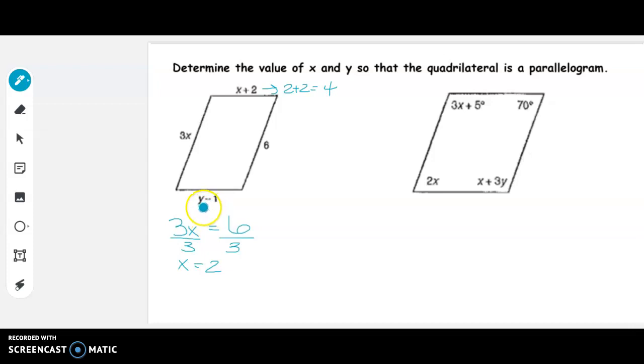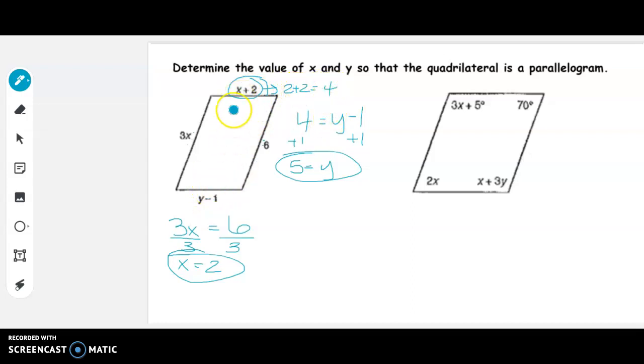Okay, so now I know my top side is 4. That means I can find y, because they should be equal. 4 equals y minus 1. And then I solve for y by adding 1 to both sides. So 5 is equal to y. So those are my answers. x is equal to 2, because those two should be equal. Since x is 2, I can substitute it into this equation, and I get 4, and then I know these two should be equal. So 4 should equal y minus 1.